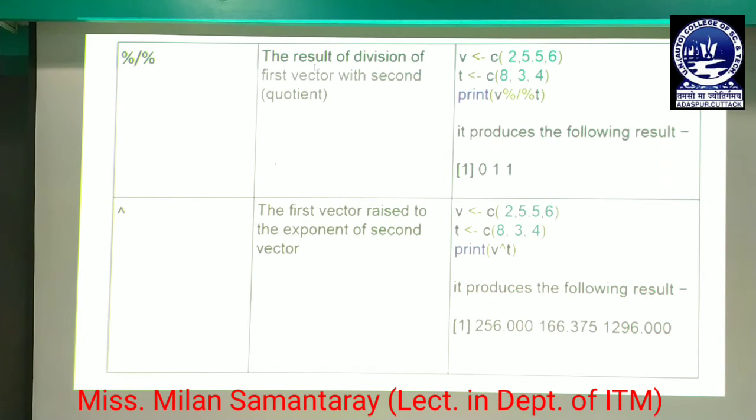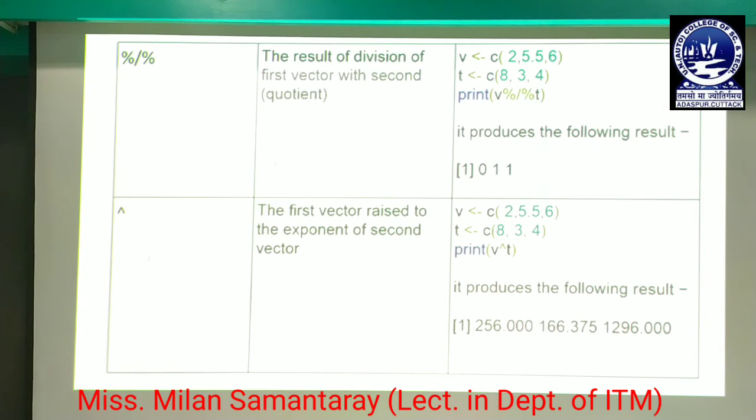And then the next operator is the integer division operator. The result of division of the first vector by the second gives the quotient. So, it will perform the division and give the quotient. So, it produces the result as 0, 1 and 1. That means it will first divide, then it will display the quotient, and then this is the next operator.